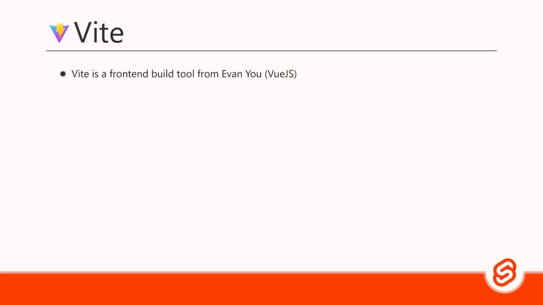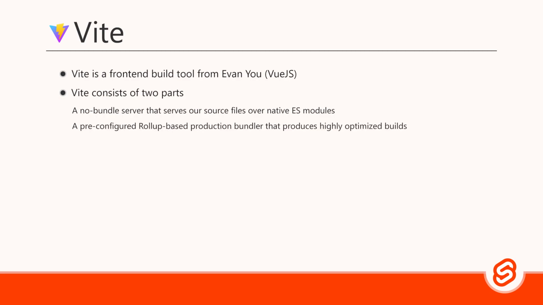Vite is a front-end build tool from Evan You, the creator of Vue.js. Vite mainly consists of two parts: a no-bundle server that serves our source files over native ES modules, and a pre-configured, Rollup-based production bundler that produces highly optimized builds.